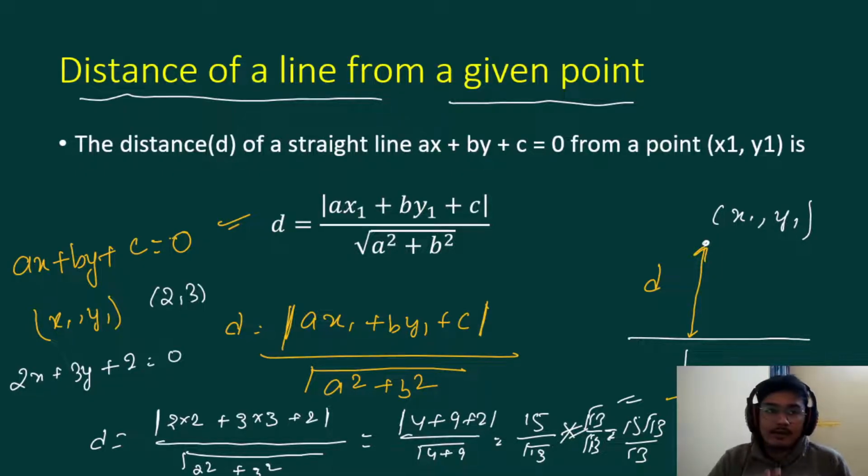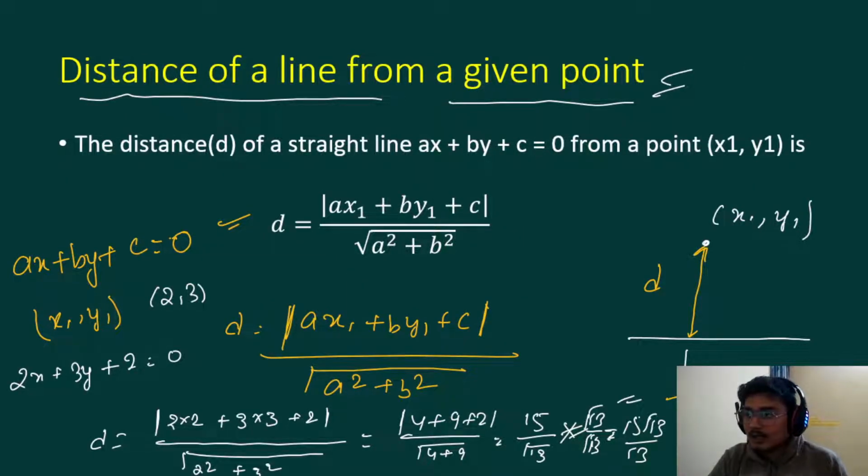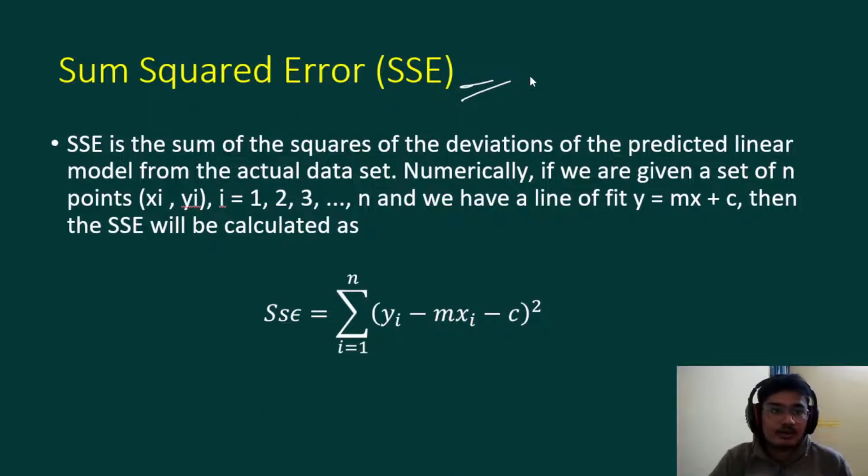Next we move toward a very important topic. You will get a question from here, and this is more important; it is 100% sure you will get a question from here. That is the sum of squared error. What is the sum of squared error? The sum of squared error, or SSE, is the sum of the squares of the deviations of the predicted linear model from the actual data set. Linear means a line.